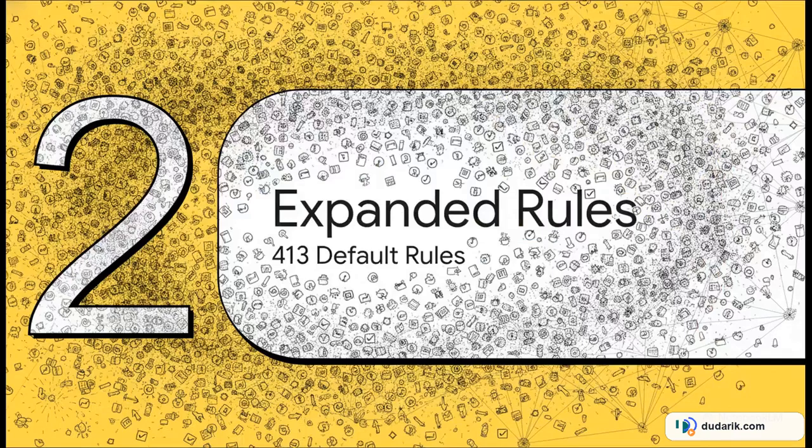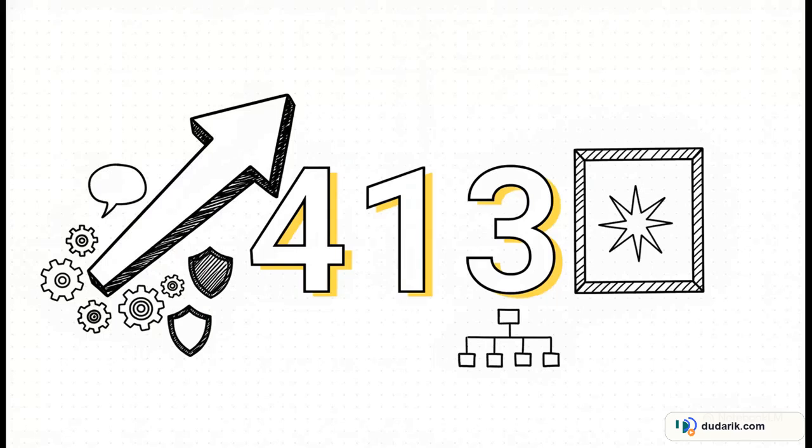Moving on to Section 2, let's talk about expanding those default rules. So, the most disruptive part of this whole update is just the sheer volume of newly activated rules. 413. I mean, that is a staggering jump. Ruff went from enabling just 59 rules by default all the way up to 413. To put that into perspective, there are 968 total rules available in Ruff right now.